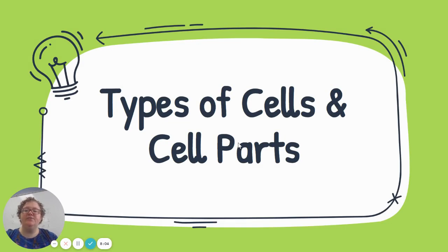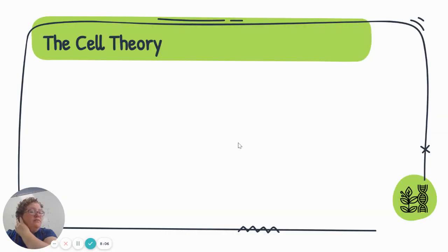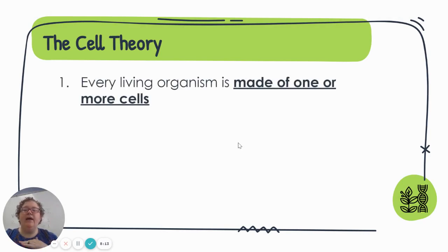All right, so let's talk about different types of cells and the different parts of cells. So there are 3 parts to the cell theory. The first thing is that every living organism is made of 1 or more cells, right? The bigger the organism, the more cells it has usually. And there are some organisms that are only 1 cell big. You are made of trillions of cells, whereas a bacteria is only 1 cell.